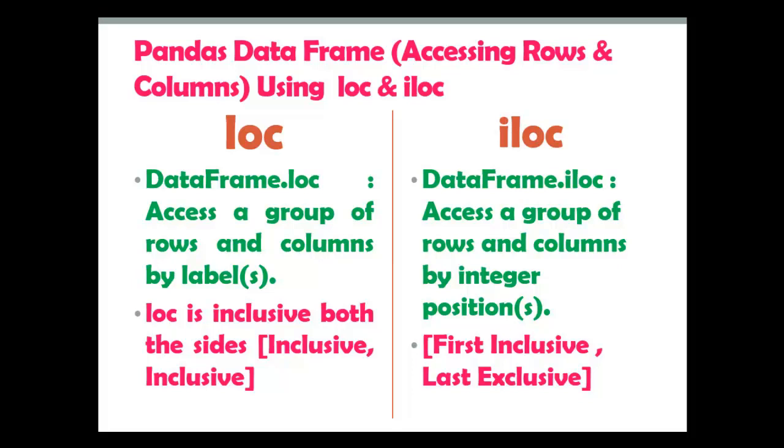loc or iloc. So now here you can see DataFrame.loc: access a group of rows and columns by label or labels. DataFrame.iloc: access a group of rows and columns by integer position or positions. So please remember, loc is inclusive on both sides, but in iloc the first part is inclusive and the last part is exclusive. That I will show you practically.